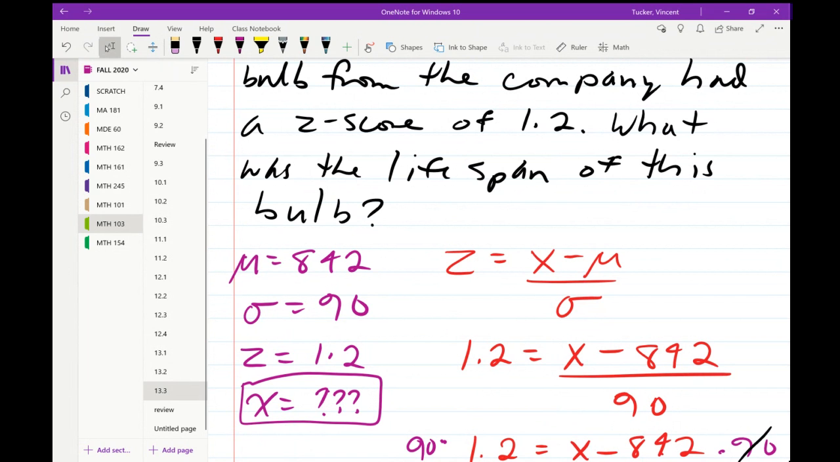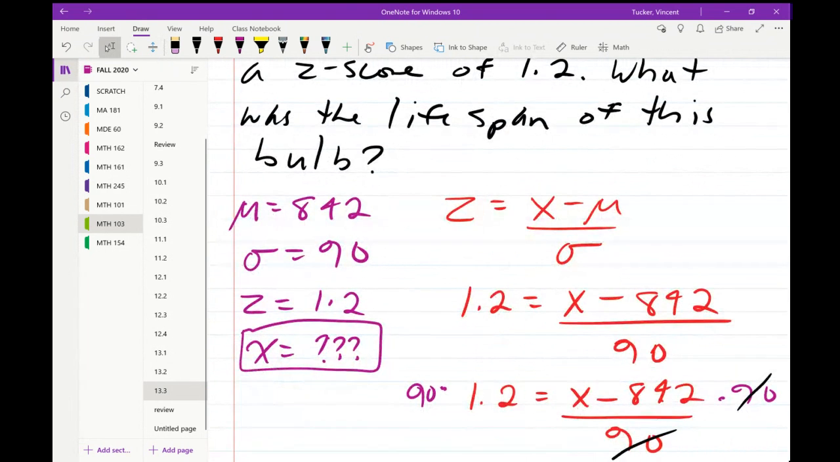So our formula is z equal to x minus the mean over the standard deviation. So we plug in what we know. The z-score is 1.2. Our mean is 842, and our standard deviation is 90.